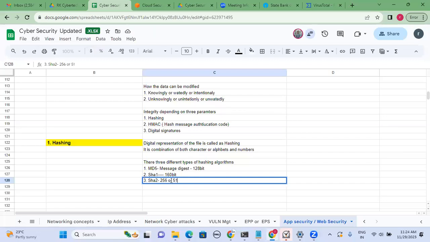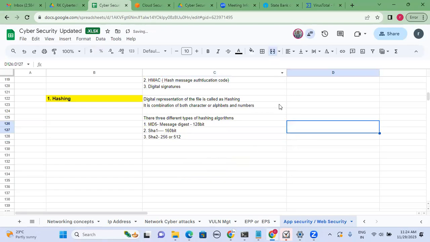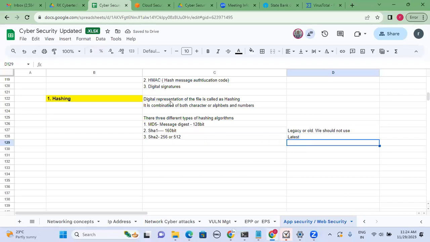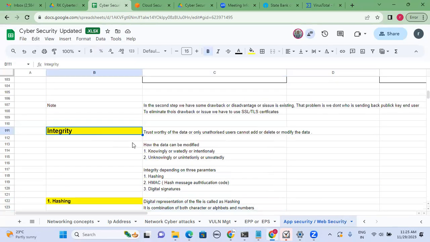We have other hashing algorithms also, but these three are famous. The first two are legacy or outdated, nothing but old ones. We should not use them. What is the latest one now? SHA-256, we have to use this one only. SHA-256 or 512. So that is the first thing, hashing. All these parameters are depending on integrity. So the first one is over.